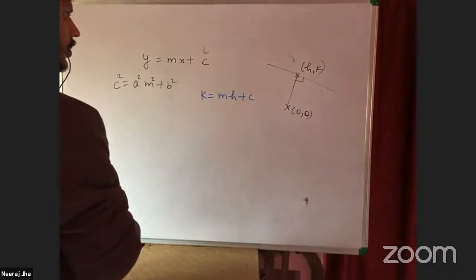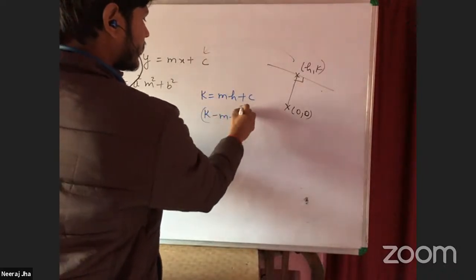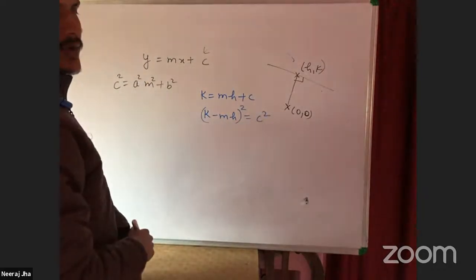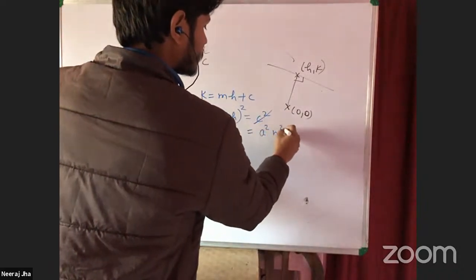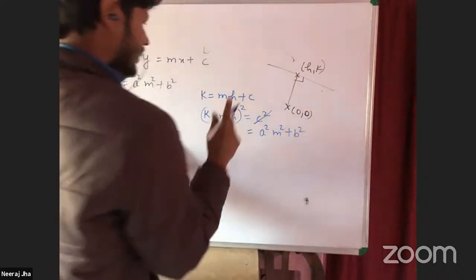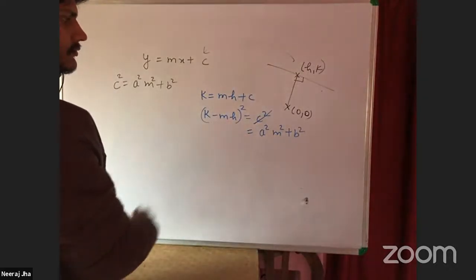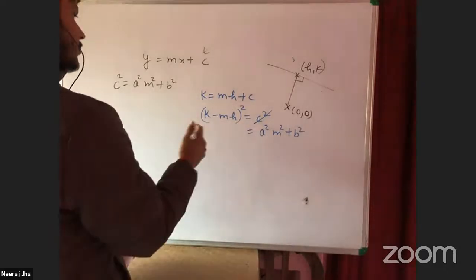Now I can write k minus mh whole square is equal to c square. Now c square can be written as a square m square plus b square. Only problem is to eliminate this m, then we will get the locus.